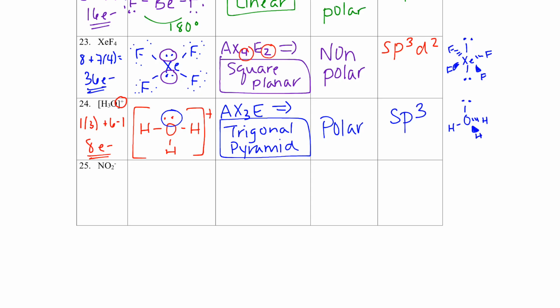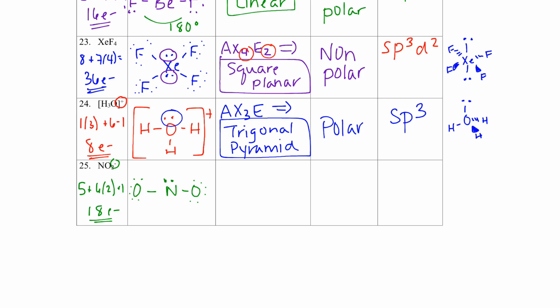Alright, so NO2-, we get 5 electrons from the nitrogen, 6 from each of the oxygens, plus 1 because of that negative charge, which means, remember, we have an extra electron. So that means 18 total. So nitrogen's our center because we only have 1. So there we go, that used up 4. Then we would go 6, 8, 10, 12, 14, 16. We have 2 extras, so if you have extras, they always go on the central atom.